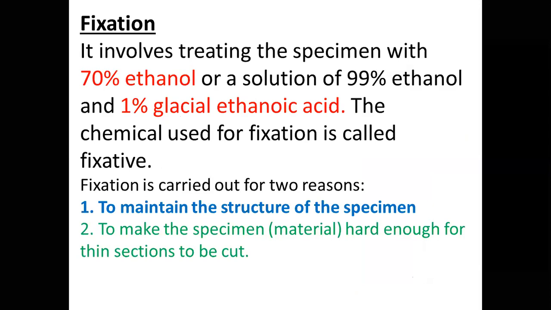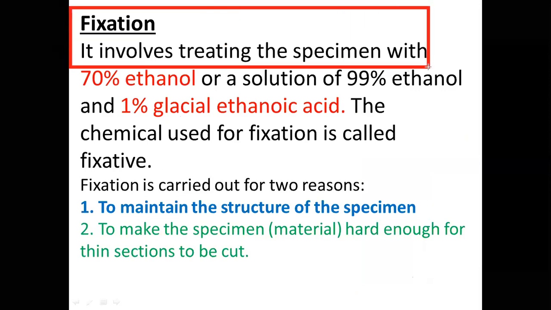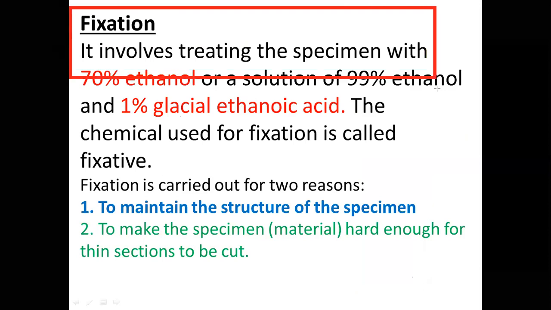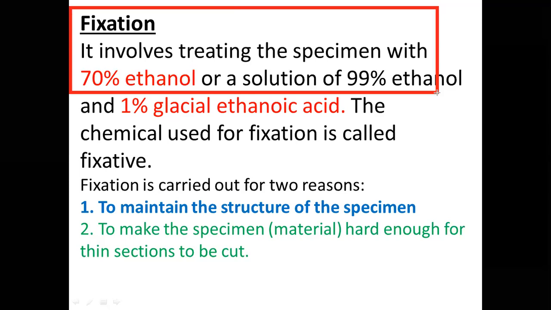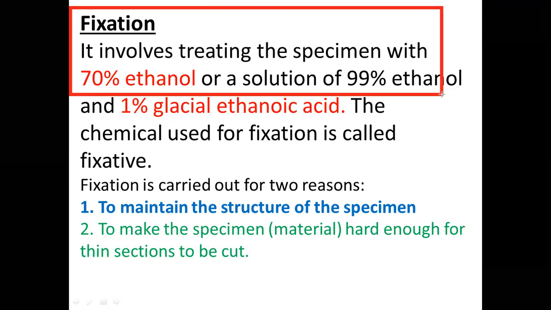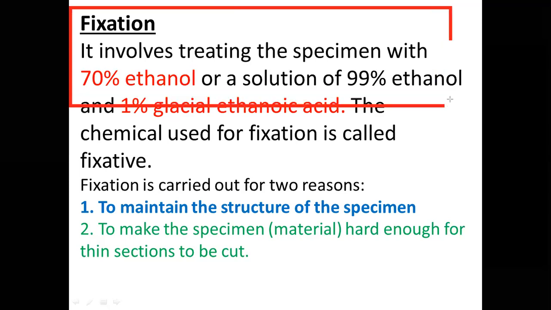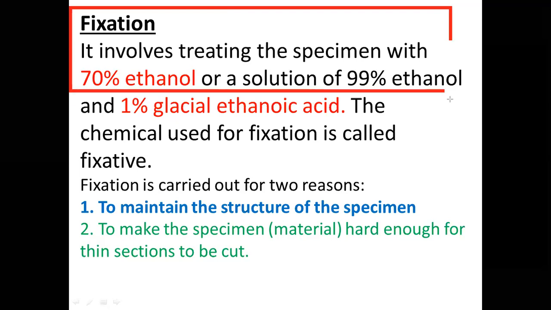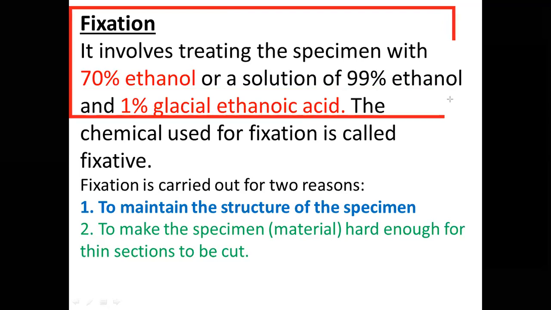Then the fixation. This is a term. It is well mentioned in our books, especially from one book. And sometimes we ignore some of these techniques until it is too late, until we have been hit. Now, fixation involves treating the specimen with 70% ethanol or a solution of 99% ethanol. That's the first reagent. The second reagent is 1% glacial ethanoic acid.